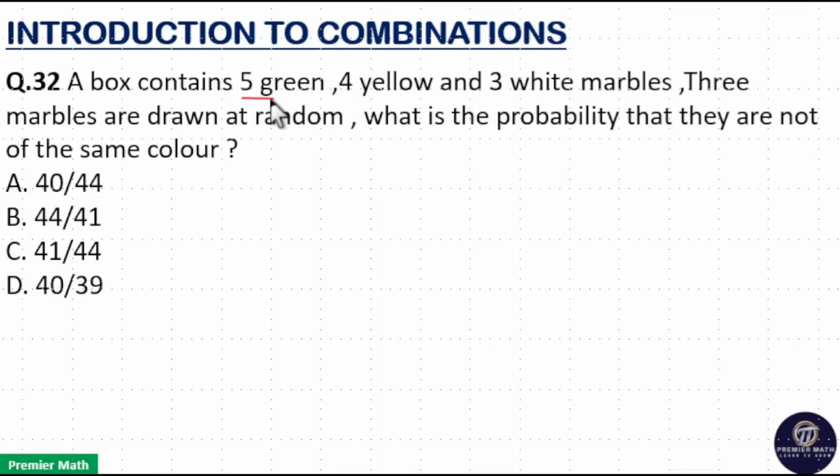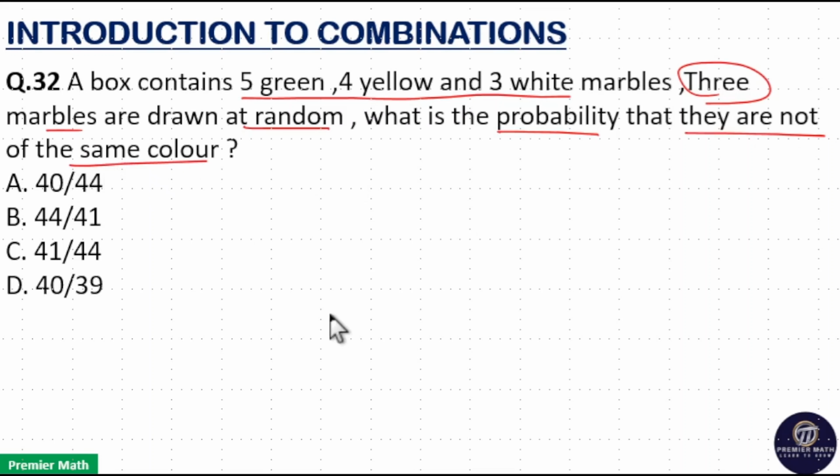A box contains 5 green, 4 yellow and 3 white marbles. 3 marbles are drawn at random. What is the probability that they are not of the same color? Here, I have already said if you have more than 2 selection, don't try to find the probability of getting outcome as no same color. Instead, calculate the probability of getting same color as outcome, then subtract it from the total probability.